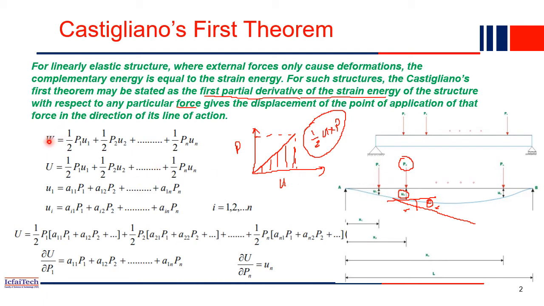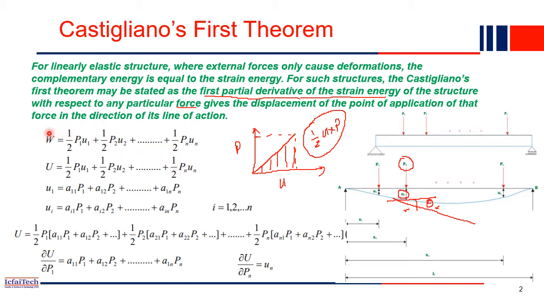That is what is written. W is the external energy, which is nothing but half into force P1 at this point, and the deflection U1. That is the energy stored because of the first load P1. Now the P2, P3, all the way to Pn loads are acting, so this will be plus. So what is the total external work done? Half P1 U1 plus half P2 U2 plus so on, for all the forces, plus half Pn Un. This is the total external work done on the structure.